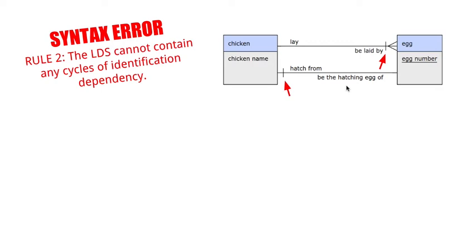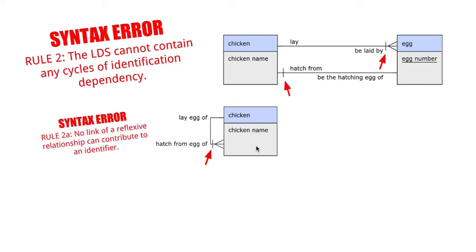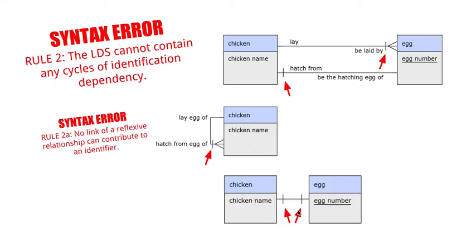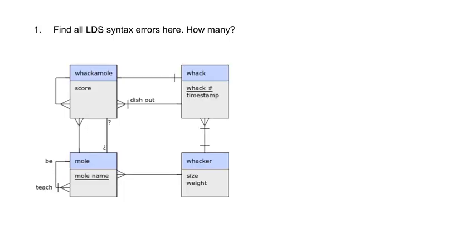There are two special cases of this rule worth mentioning. If we tried putting a bar on a reflexive relationship, a chicken is identified by the parent chicken whose egg it was hatched from, and so on and on. That's a syntax error. No link of a reflexive relationship can contribute to an identifier. If we tried putting two bars on any one relationship, then a chicken is identified by its egg, which is identified by its chicken, and so on. So the rule is both links of a relationship cannot contribute to an identifier. We will cover many more syntax errors in future videos. For now, check your understanding of the ones we've covered so far.